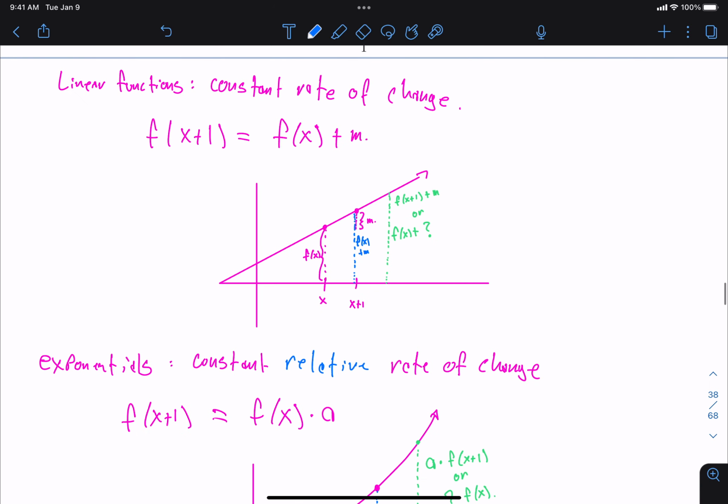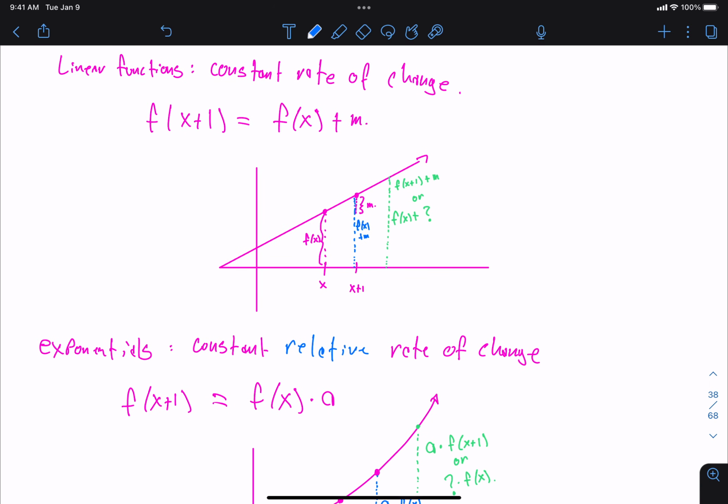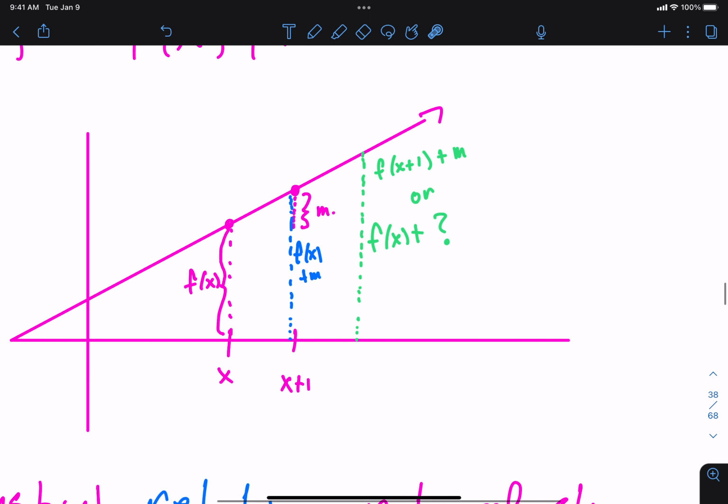Okay, so here's what I wanted to say about the difference between linear functions and exponential functions. What characterizes a linear function is this constant rate of change, okay? Look, you go over one, you go up a certain amount. You go over one, you go up the same amount. Every time you just increase by the same amount, right? So if I go from x to x plus one, I've gone up by m, right? And again, when I move from x plus one to x plus two, I'm going to again go up by the slope, m.